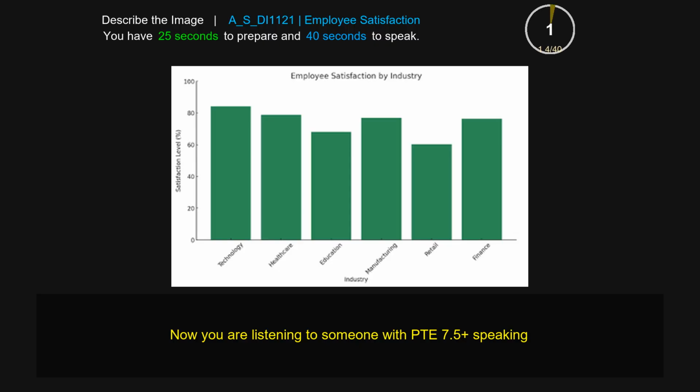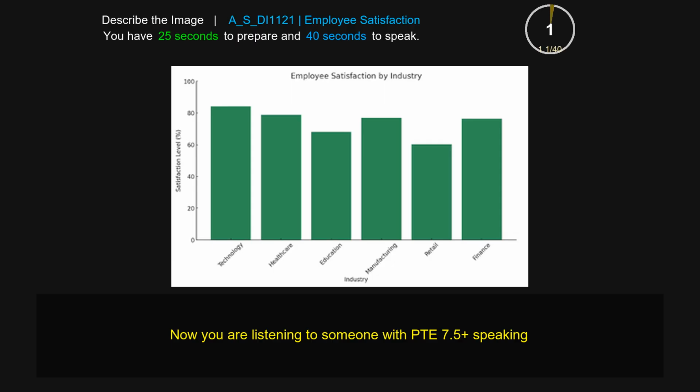This is a bar graph. The given bar graph shows employee satisfaction by industry. The data has been given in numbers. At first glance, the maximum data is 82 in technology. On the opposite side, the minimum data is 60 in retail. Moreover, it gives information about technology, healthcare, education, manufacturing, retail, and finance. Overall, it is a very informative image to get knowledge about employee satisfaction by industry.